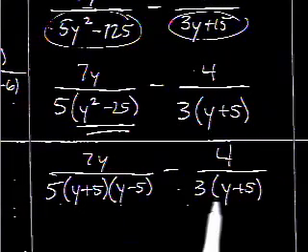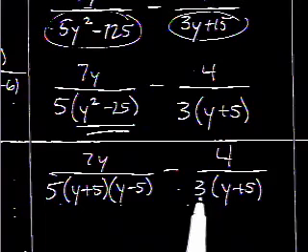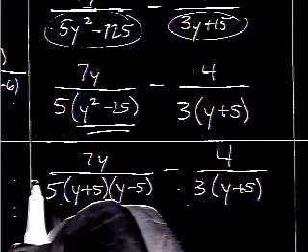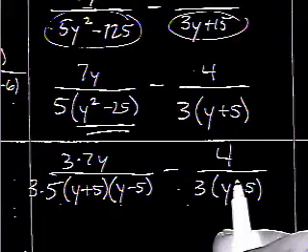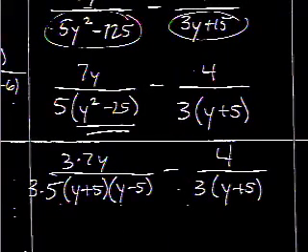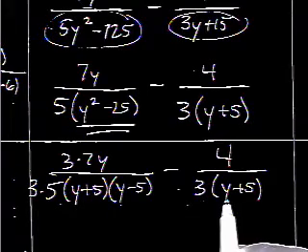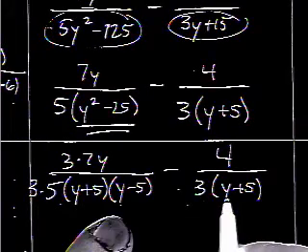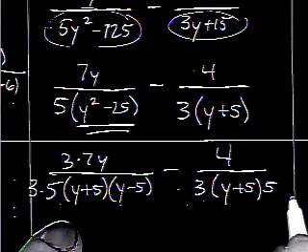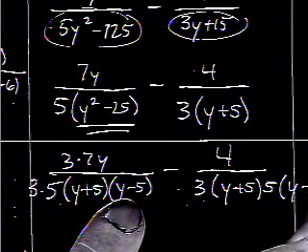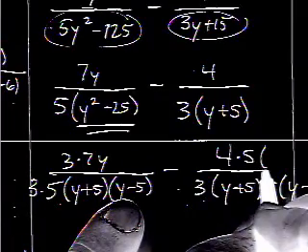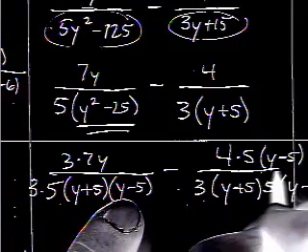So what's this denominator missing that the other one has? Obviously it's missing a 3, so I'm going to multiply the top and bottom by 3. Okay? It doesn't look like it's missing anything else, so I'll come over here to this one. What's this one missing that the other one has? It looks like it's missing a 5. And it's also missing a y minus 5. So you got to multiply the top by 5 and y minus 5.